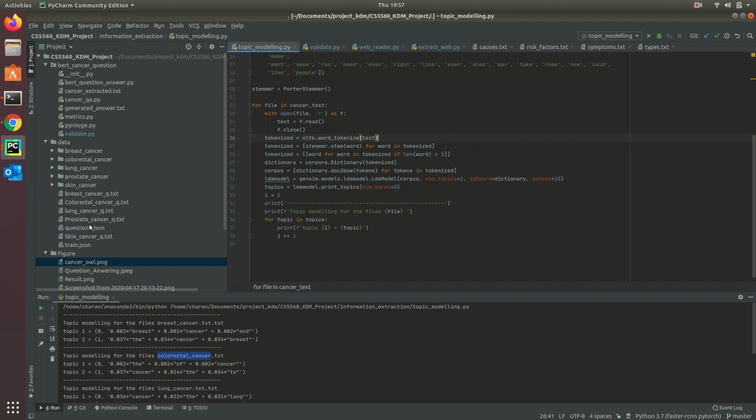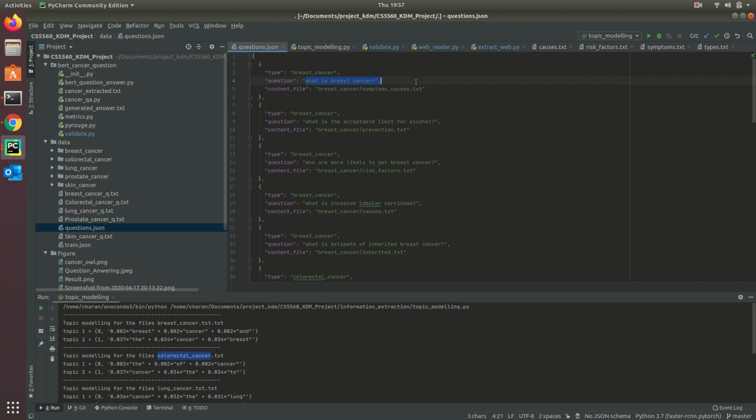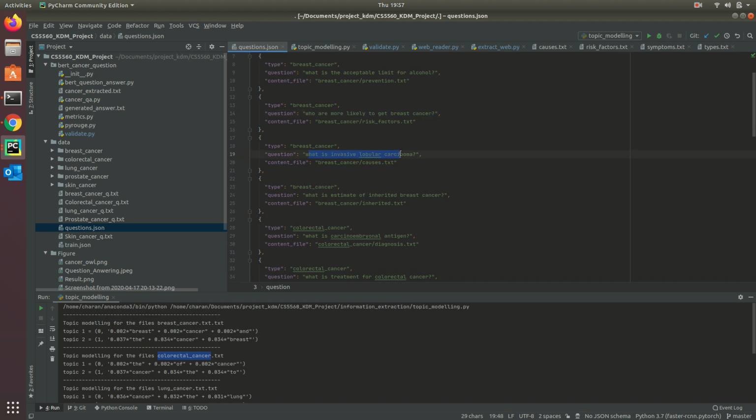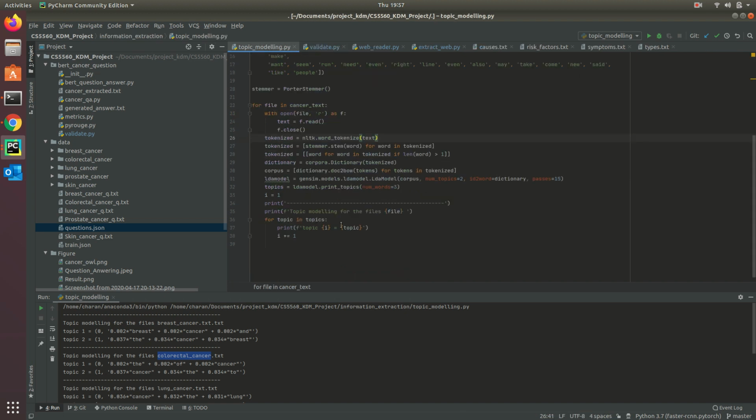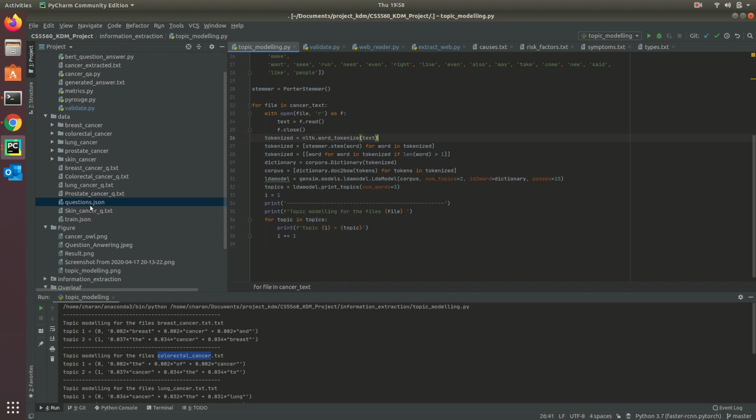Now that we have listed different types of questions in the questions.json to understand what the type of breast cancer is, what the acceptable limit of alcohol is, who is likely to get breast cancer, and what invasive lobular carcinoma is, these are the different questions we would like to ask from the passage field that we are giving it. The data is already arranged from the way it was collected, so we would have to query this data to understand what types of responses we are trying to get from it.